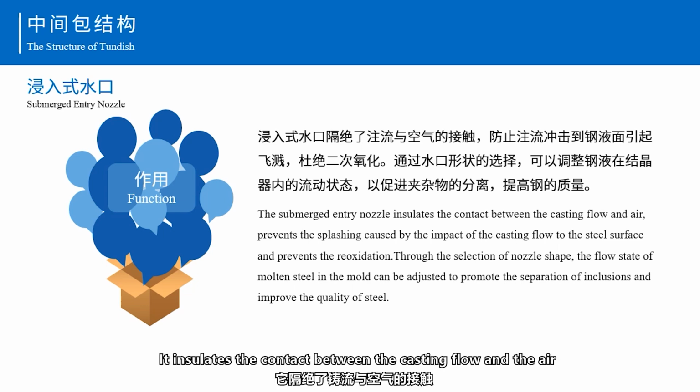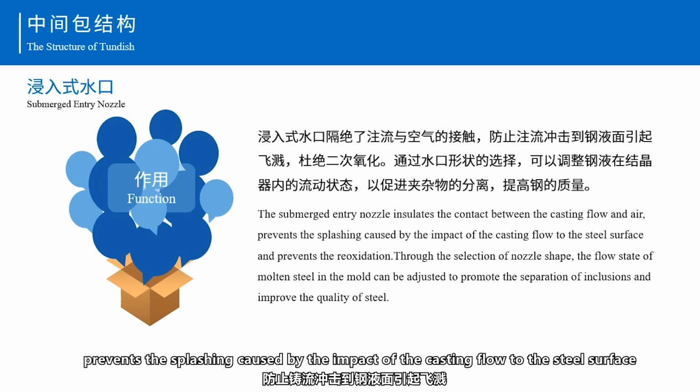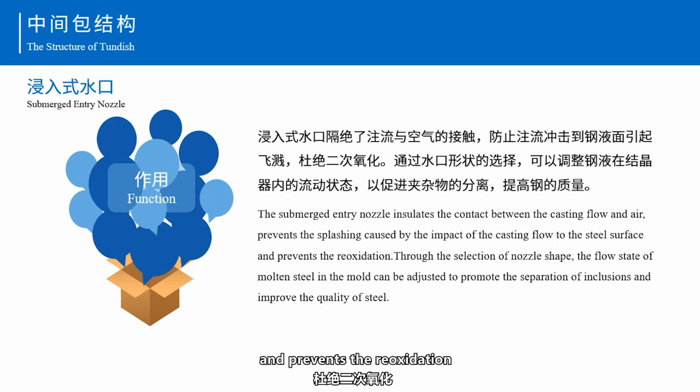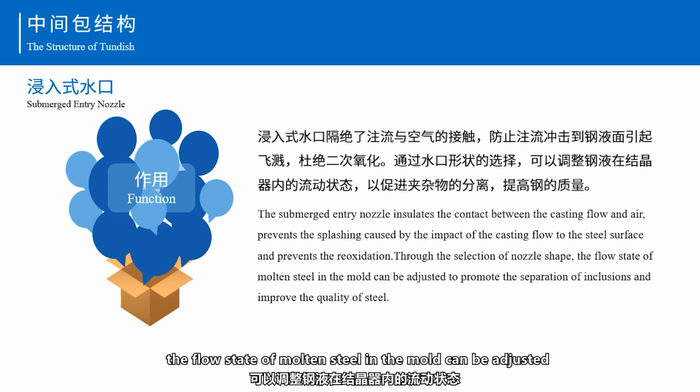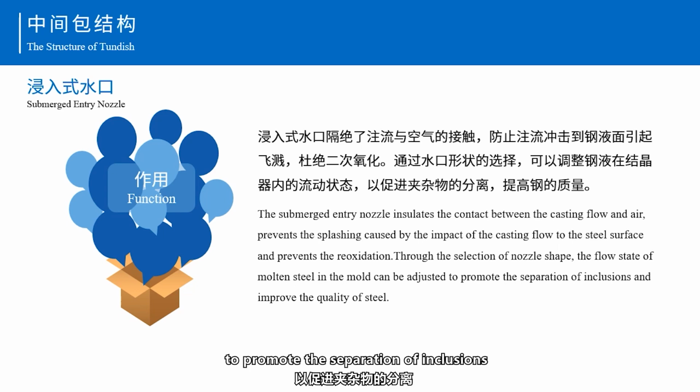It insulates the contact between the casting floor and air, prevents the splashing caused by the impact of casting floor to the steel surface, and prevents reoxidation. Through the selection of the nozzle shape, the flow state of molten steel in the mold can be adjusted to promote the selection of inclusions and improve the quality of the steel.